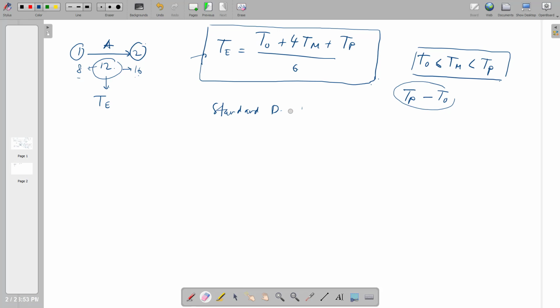Okay, so the standard deviation for time distribution, I'll put it here, standard deviation, or with sigma, standard deviation sigma, will be equal to the pessimistic time, right? Like 16 minus 8. The pessimistic minus the smallest one, optimistic, again.